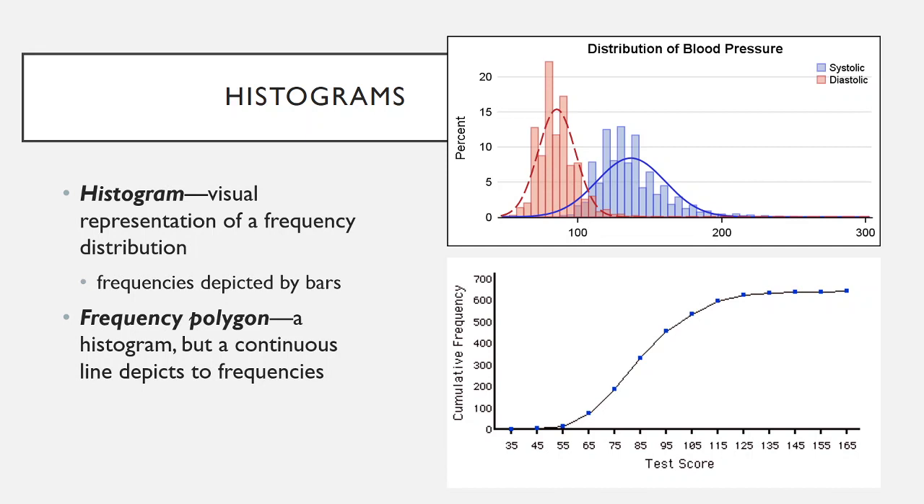If you wanted to go real quick from sketching yourself a histogram to turning it into a frequency polygon, all you would have to do is draw a dot at the top of each bar and then connect the dots with a single continuous line. Again, the difference is merely aesthetic.